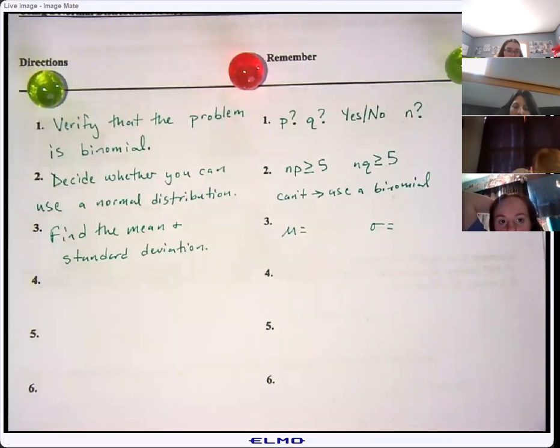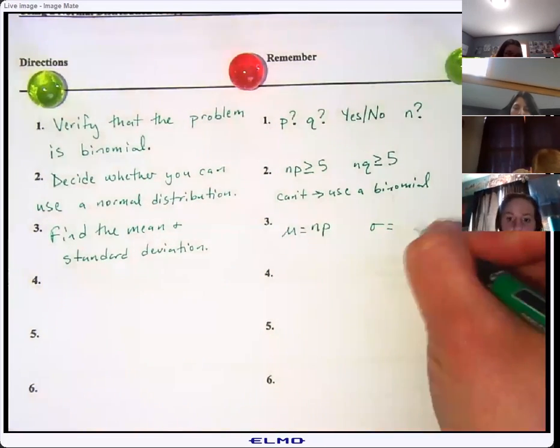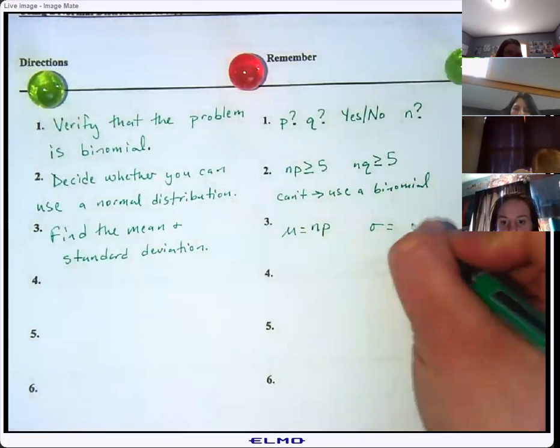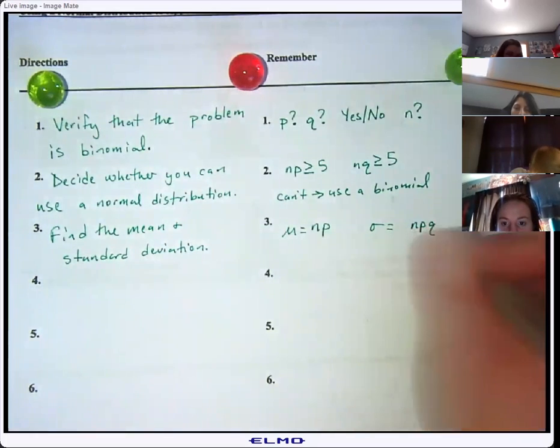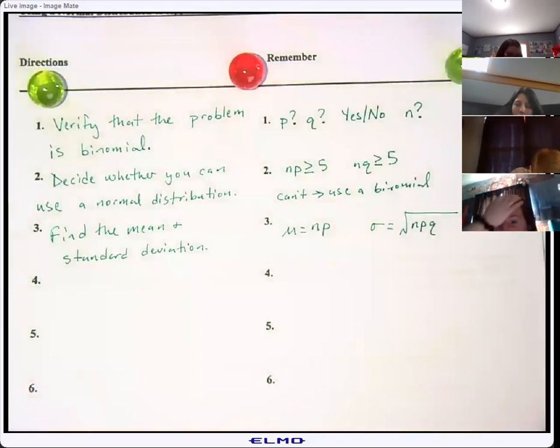Yes, mu is n times p. Which one? So close. N times p, times, square root it. Yes, much better.